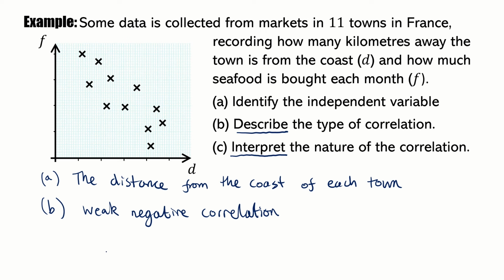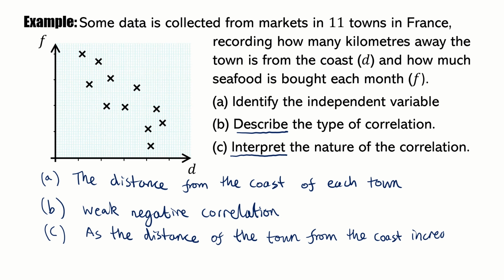So therefore, in this case, we're not just describing the type of correlation, because obviously that was part B. We're instead trying to make the correlation make sense in layman's terms in relation to what the original question was describing. So in this case, yes, we already know it's a negative correlation, and therefore we've already identified this idea that as you go to the right, the data is generally traveling downwards. But we can say pretty much that, but then actually using the wording and terminology and variables described in the question. So the way I'd write it is that as the distance of the town from the coast increases, the amount of seafood bought each month decreases.